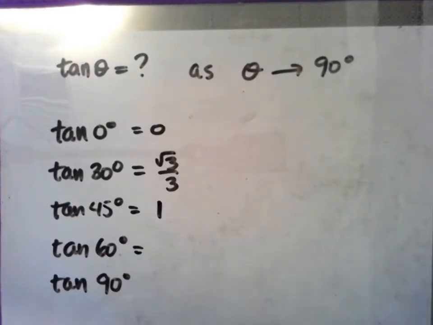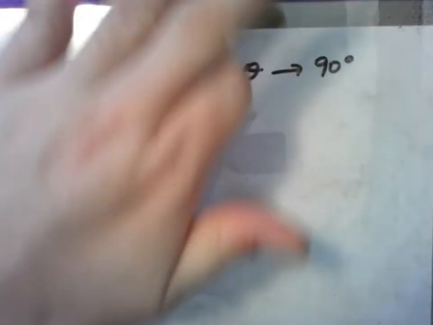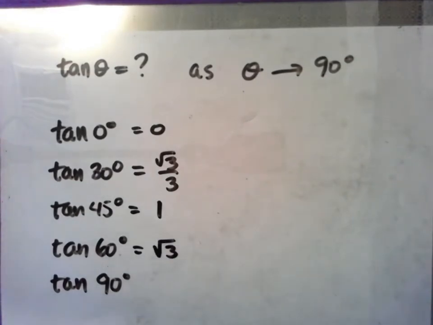For 60 degrees, fold down your 60 degree finger. Flip over your hand. Square root of 3 over square root of 1 is square root of 3. The square root of 3 is a number that's bigger than 1. So tangent doesn't have a restriction for the ratios that it gets out for any angle.